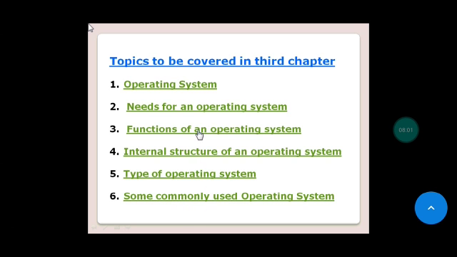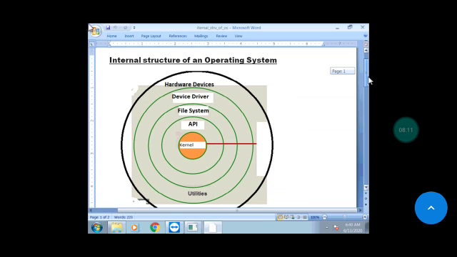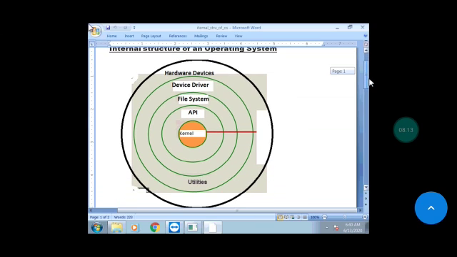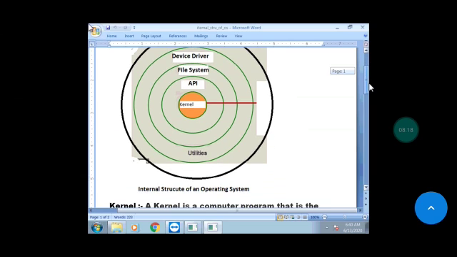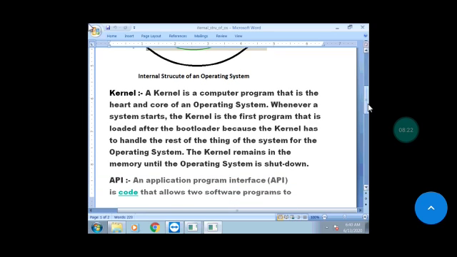Now, the next topic is the internal structure of an OS. You can see in the diagram, kernel is there, API, file system, device driver, and hardware devices are there. So, first of all, I am going to discuss kernel. What is kernel? It is a program, my dear. In other way, you can say this is the heart and core of an OS.